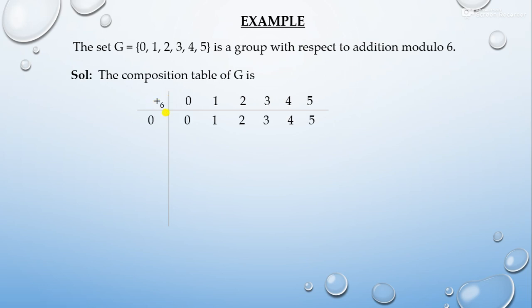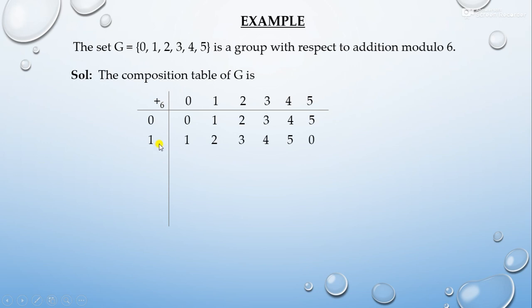Now check here. First, the first number is 0. When we add 0 plus 0 it becomes 0. 0 plus 1 is 1. 0 plus 2 is 2. 0 plus 3 is 3. 0 plus 4 is 4. 0 plus 5 is 5, because all these sums are less than 6. Okay, now the next one, 1.